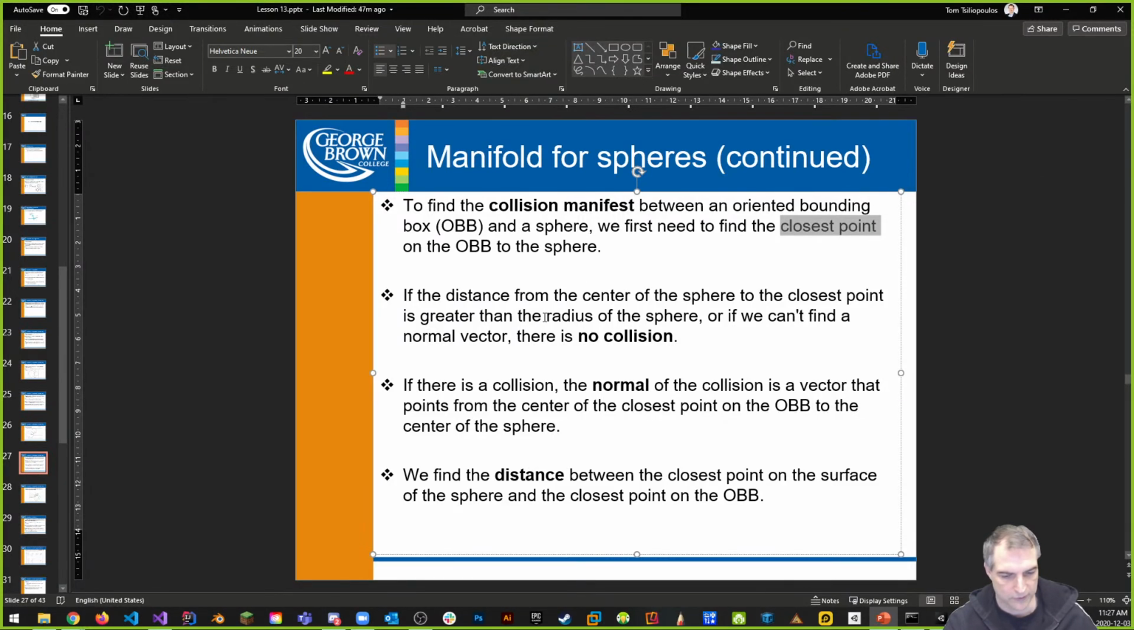If the distance from the center of the sphere to the closest point is greater than the radius of the sphere, or if we can't find a normal vector, there is no collision. If we can't find a normal, we don't have it. If there's a collision, the normal of the collision is a vector that points from the closest point on the OBB to the center of the sphere. All right, that's how it goes. So it's pretty simple. What we want to do is find the distance between the closest point on the surface of the sphere and the closest point on the OBB.